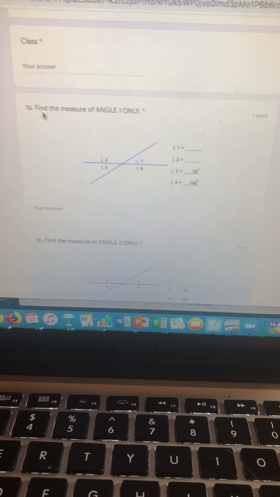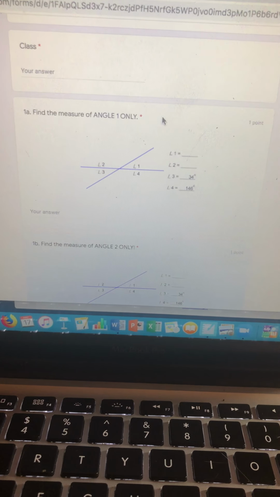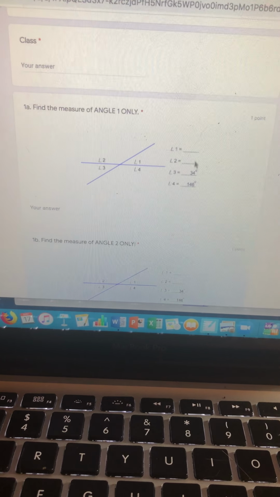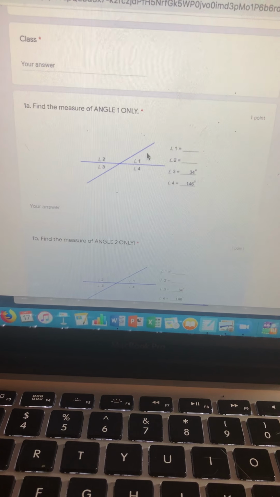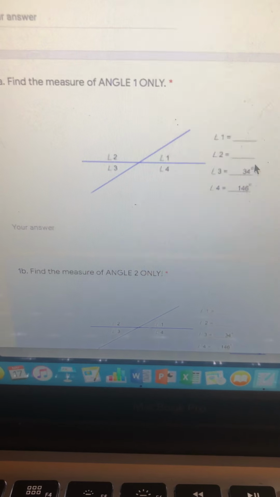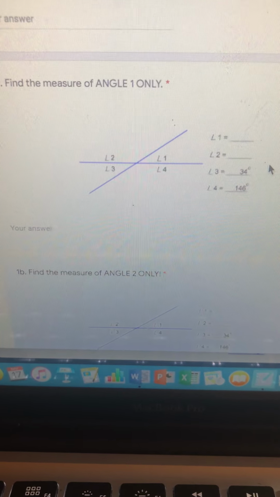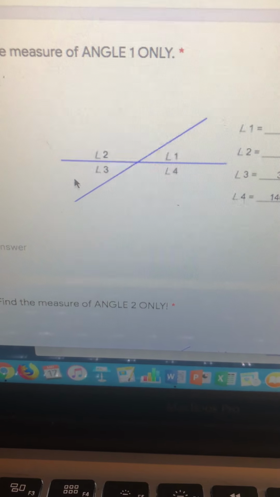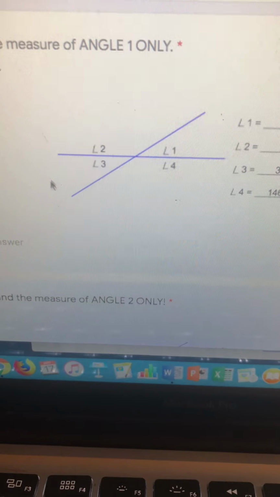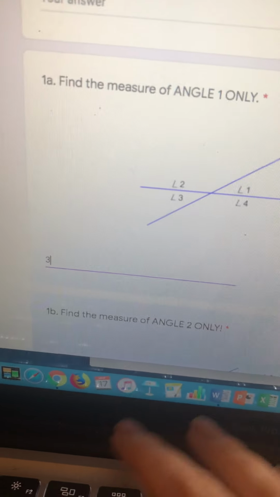So look at 1A. It says find the measure of angle 1 only. So in the picture there are 2 blanks, but I want you to only find the measure of angle 1. So that would be, okay, they're giving me angle 3 and 4. So 3 is 34 and 4 is 146. So I'm looking, okay, angle 1 is vertical or opposite angle 3. So whatever angle 3 is, that's going to be the measure of angle 1. Angle 3 is 34. So I would type in my answer 34.